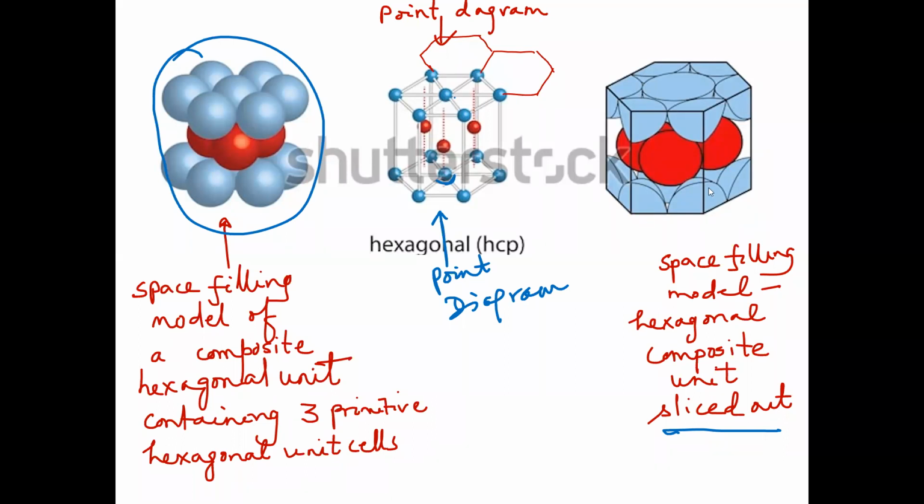So if you slice out one such unit, you will find 1/6 part sitting at all the 6 corners of the hexagon. And what about the middle one, this one? Any face center is shared by 2. One in this unit and the other adjacent unit. So whether it is a cubic unit cell or hexagonal unit, anything sitting at the center of any face is shared by 2.